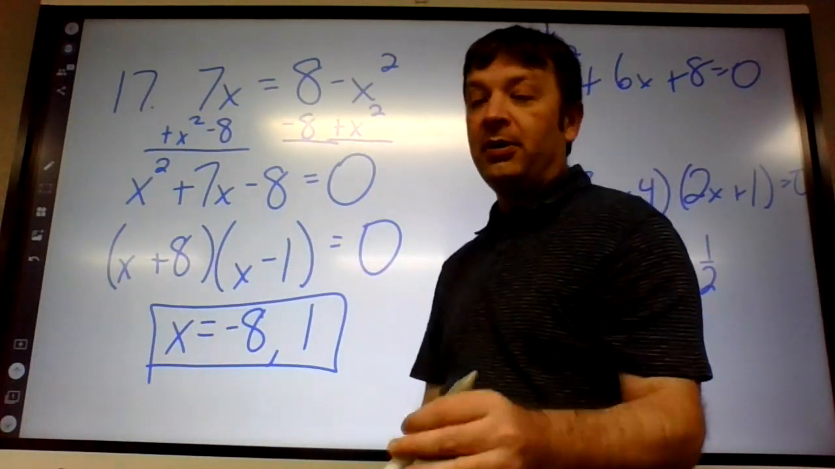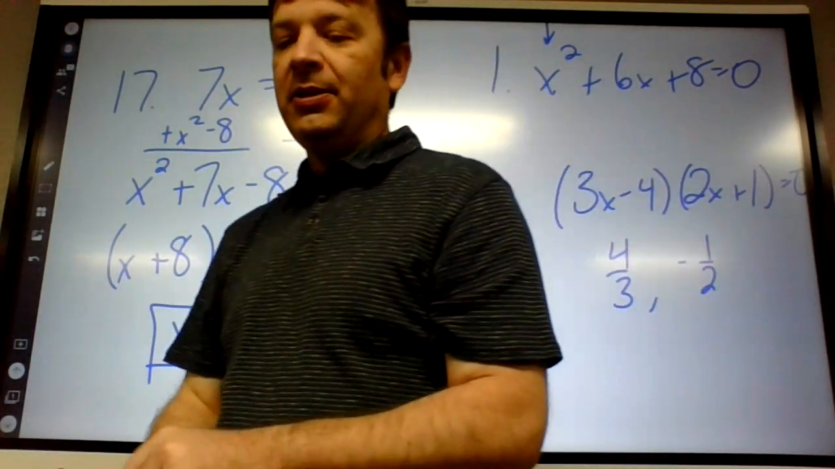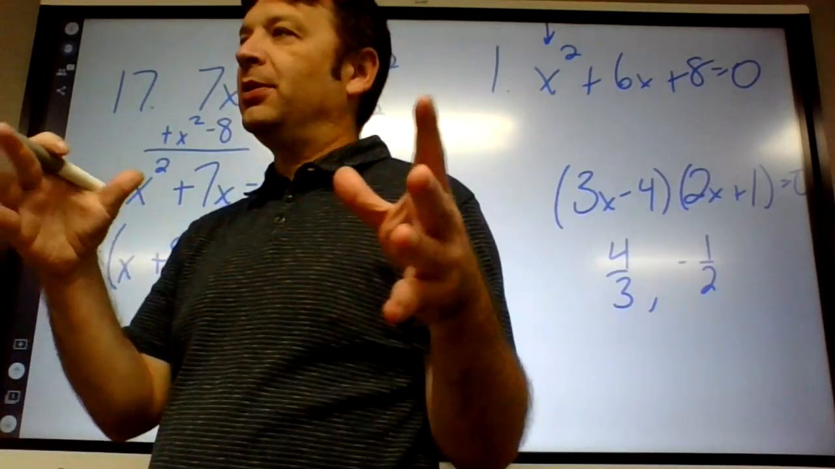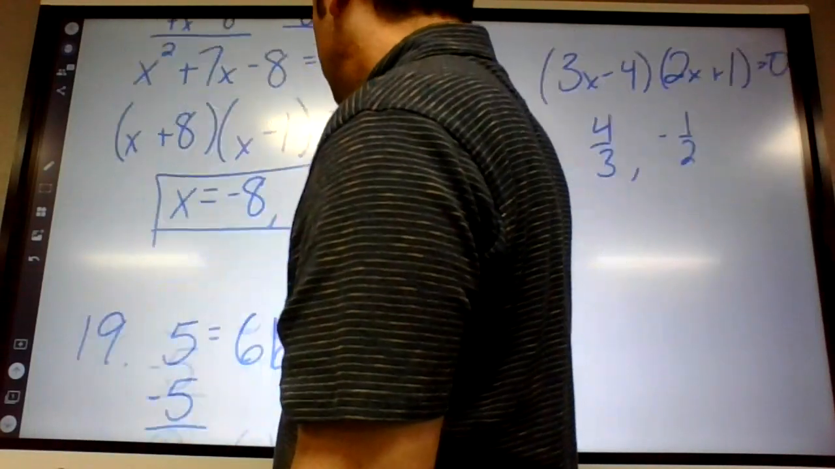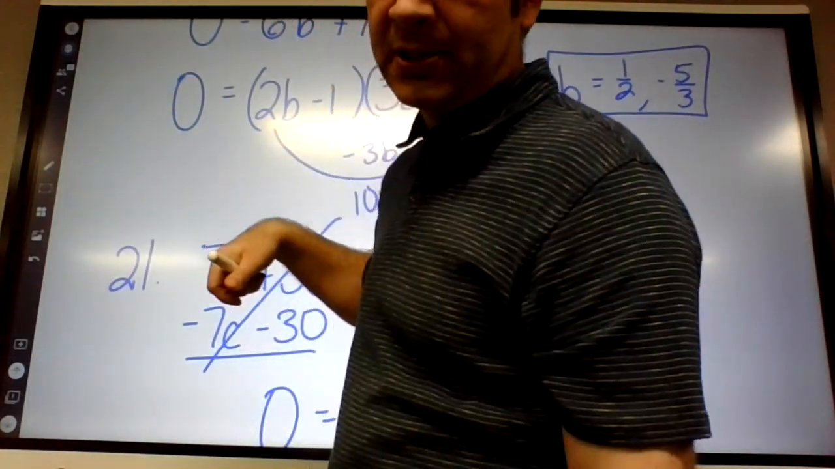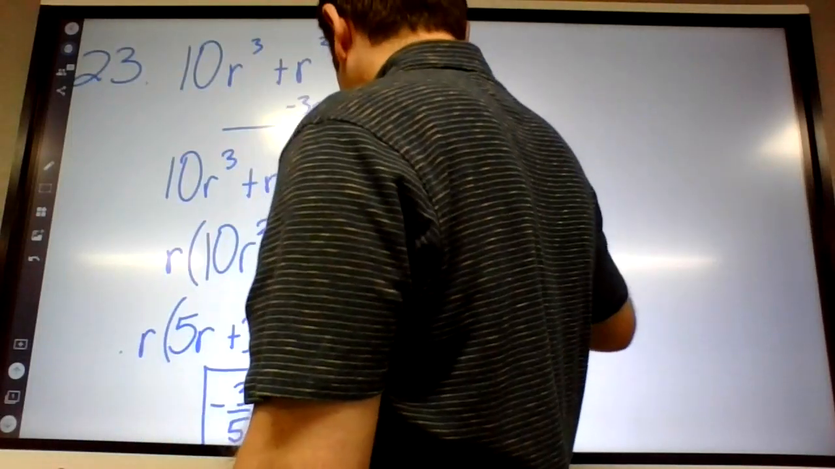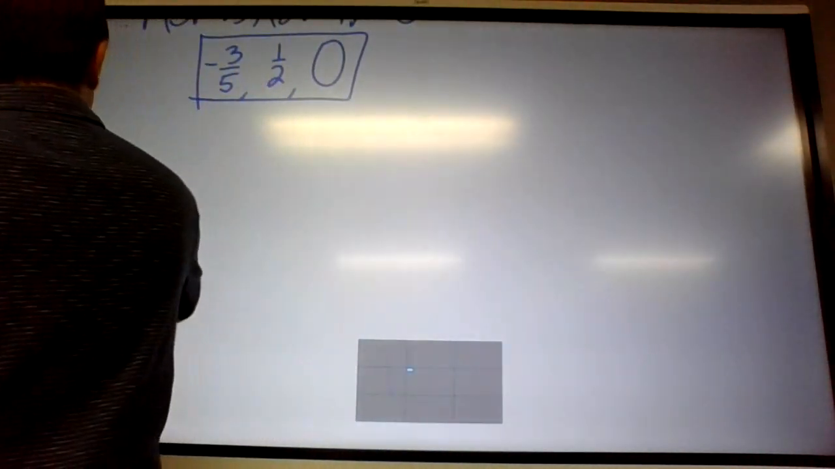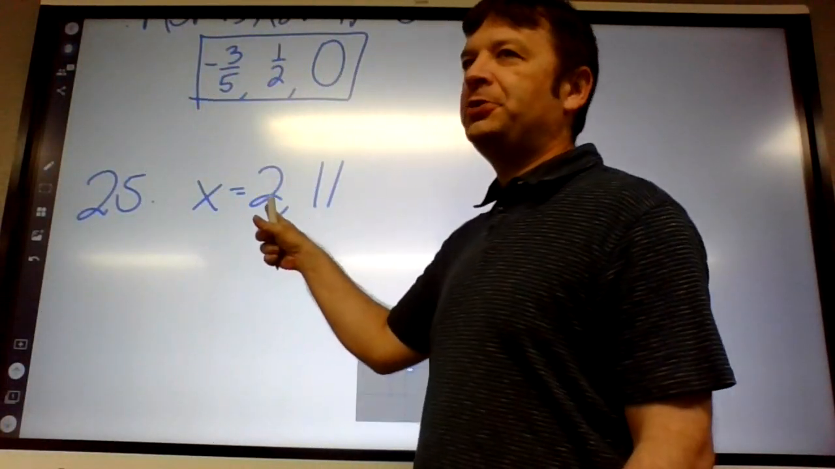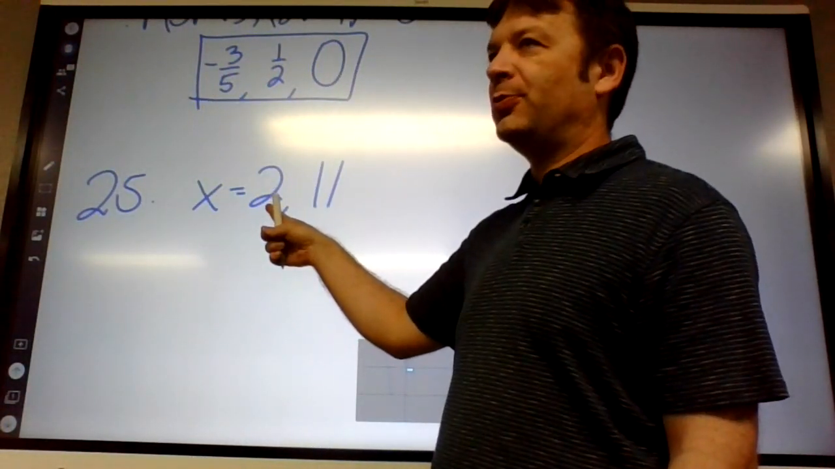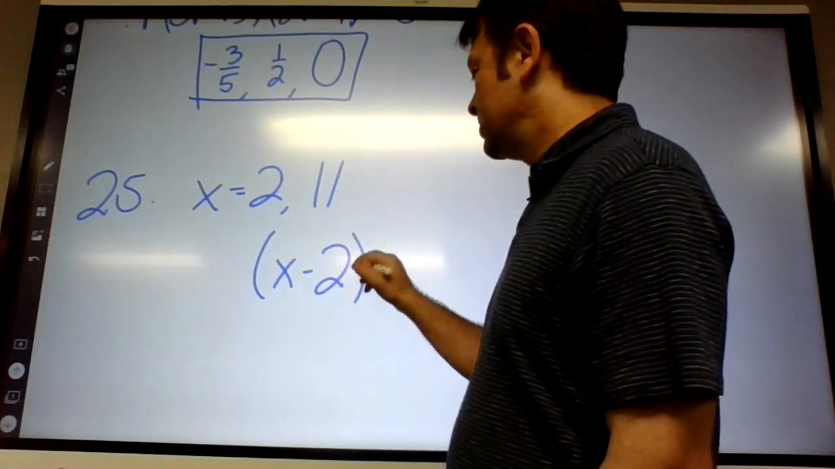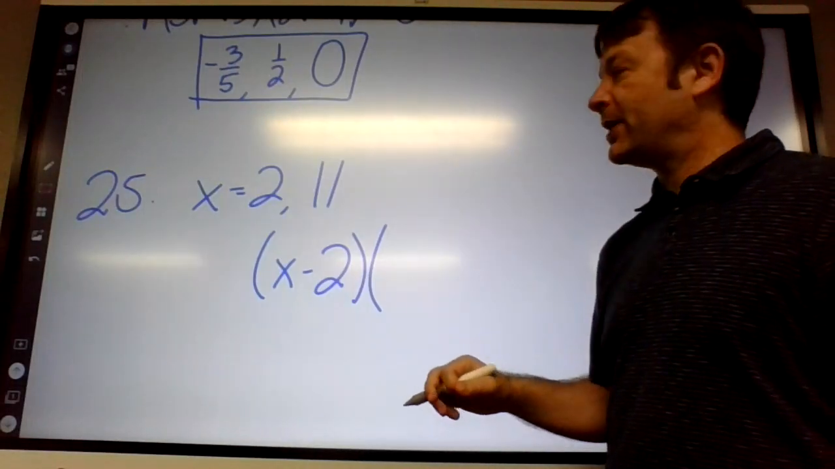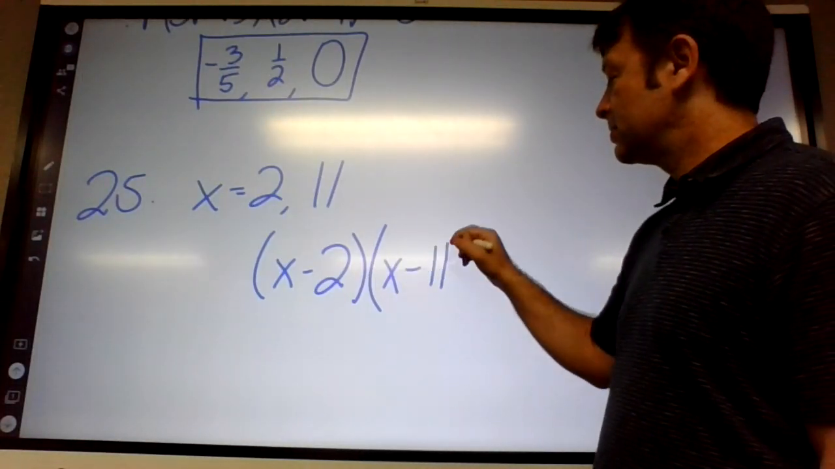So what they're doing on 25, 26, 27, 28, they're giving us the answers and we're supposed to write the equation. That's easy. On 25, they give us x equals 2 and 11. If 2 is an answer, what's one of the factors? X minus 2. And if 11 is an answer, the factor is x minus 11. This is easy.